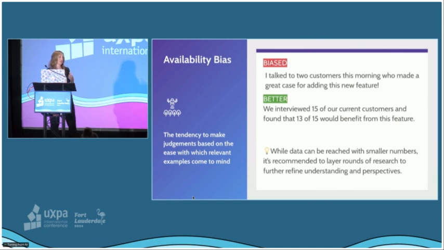So the availability of talking to someone this morning that excited you does not justify making a large change. We still need to get a better sample. So availability bias is the tendency to make judgments based on the ease with which examples come to mind.